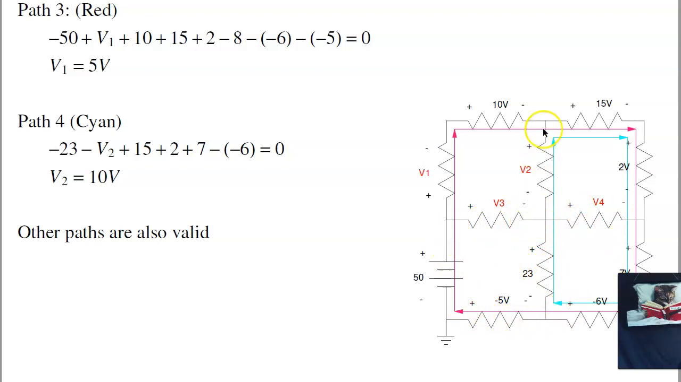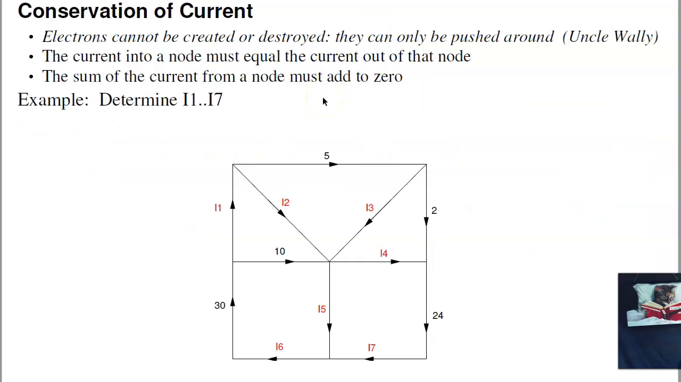So I could take this path, wind around. Any path, voltages have to add to 0. That's conservation of voltage. Conservation of current says the current in equals current out. The total current from a node has to be 0. So if I take this node right here, I know that the current out will be minus I1 plus I2 plus 5 equals 0. I've got two unknowns. The trick here is to find a node where there's only one unknown, like right here.